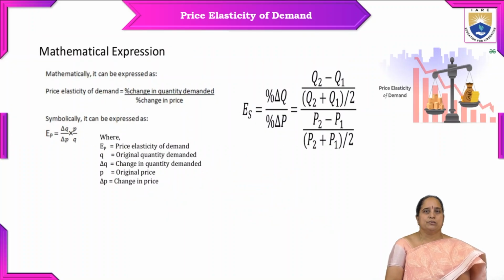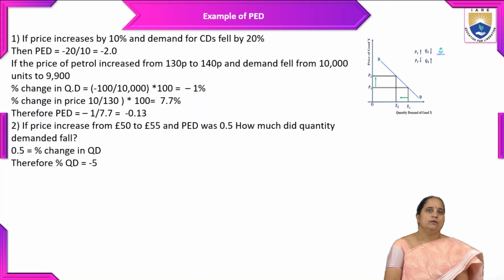Mathematically, the price elasticity of demand, PED, is equal to the percentage change in quantity demanded divided by the percentage change in price, where Q1 denotes initial quantity, Q2 new quantity, P1 initial price and P2 new price. If the price increased by 10%, and the demand for CDs fell by 20%, then the PED is minus 0.20.